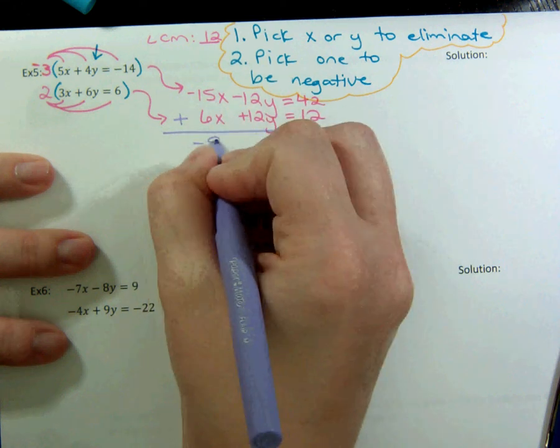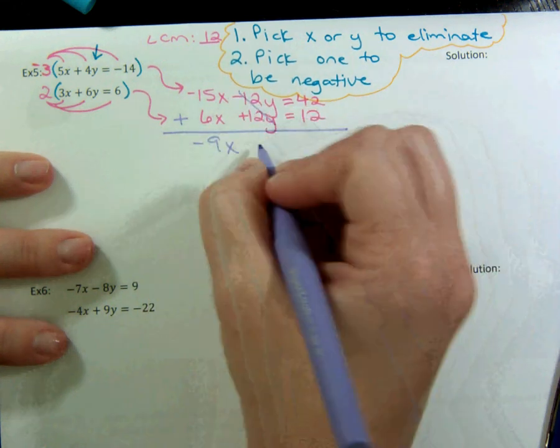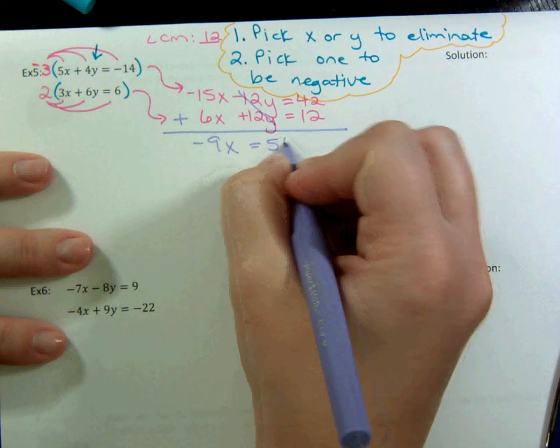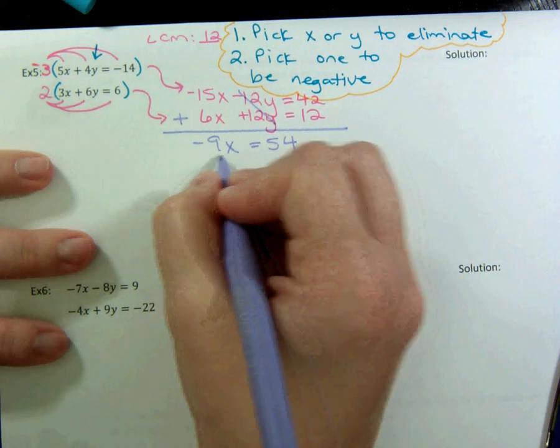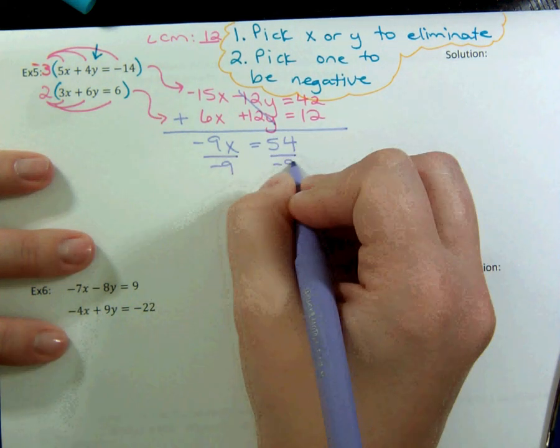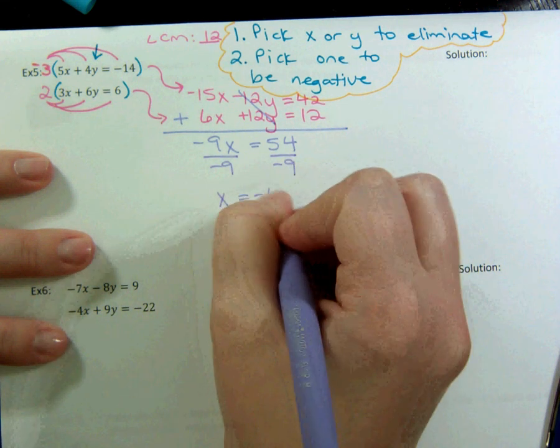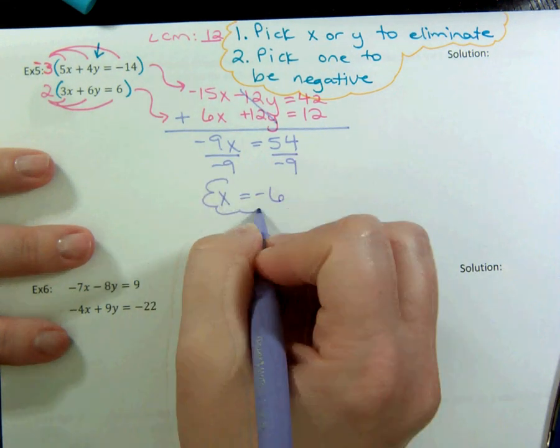That's going to give me negative 9x. Those are going to eliminate. Equals 54. Divide by negative 9. And we get x equals negative 6. There's one answer.